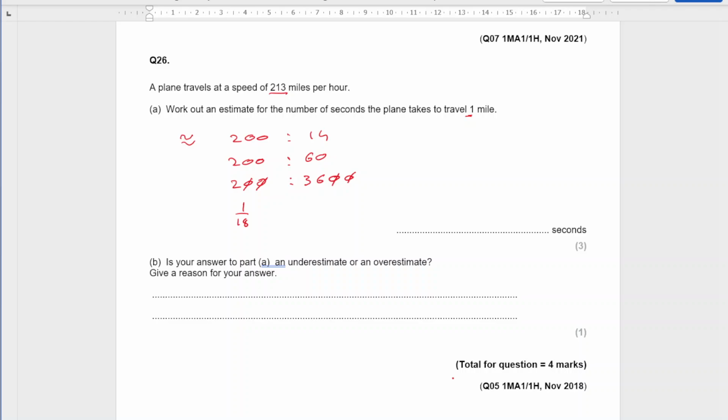I've gone the wrong way with my division there. So 1 mile in 18 seconds.